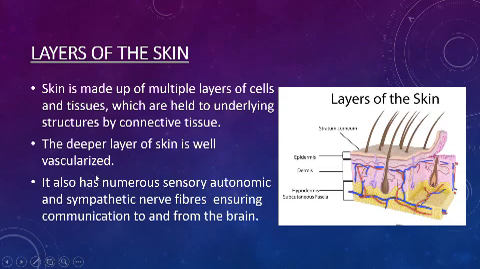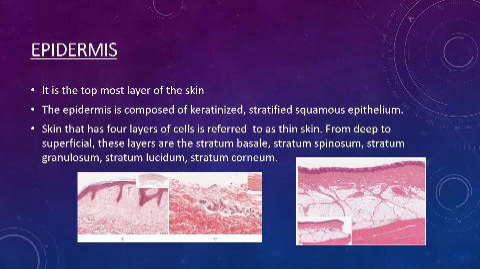It also has numerous sensory, autonomic and sympathetic nerve fibers ensuring communication to and from the brain. These layers of cells and tissues have numerous nerve fibers which ensure the communication to the skin and from the brain. Coming to the next slide, epidermis.